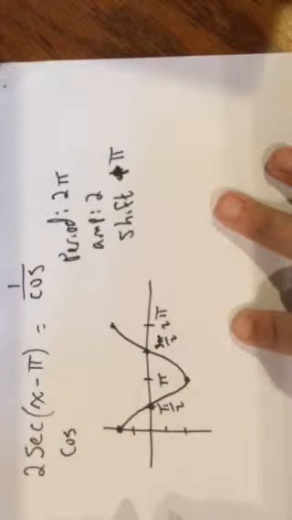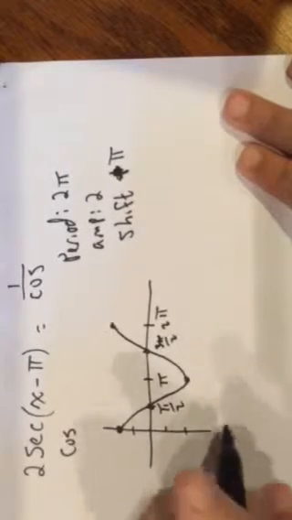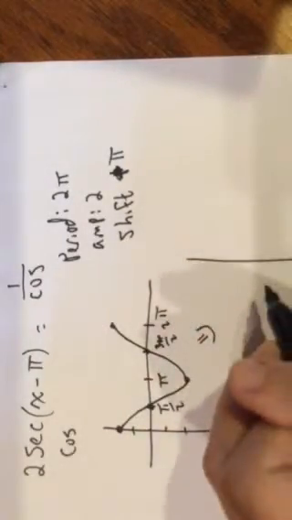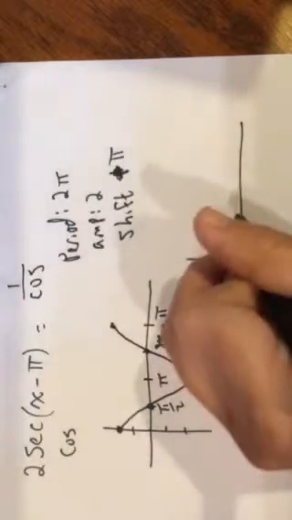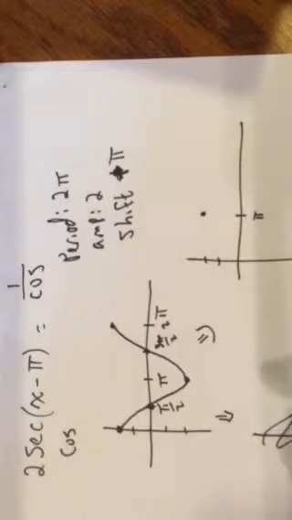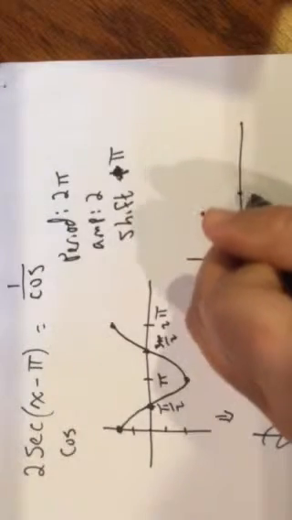Okay, so my period's good, my amp is good. I'm going to shift it right pi. So when I shift it right pi, oh man, hold on. There we go, that's good. I'm just going to add pi to every single part of it. So if I add pi to 0, then I'm starting off at pi, and that's going to be up to 2. If I add pi to pi over 2, that's going to be 3 pi over 2.